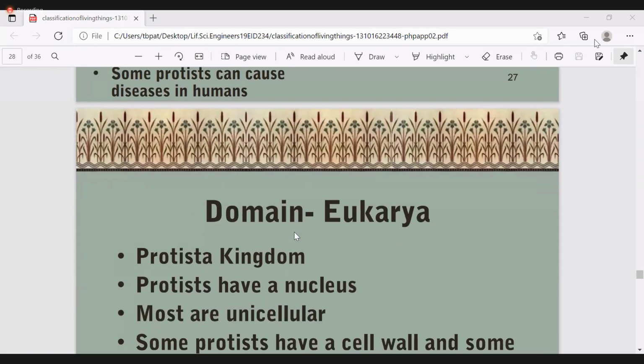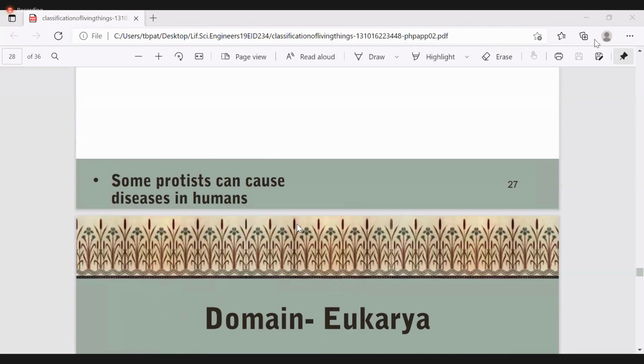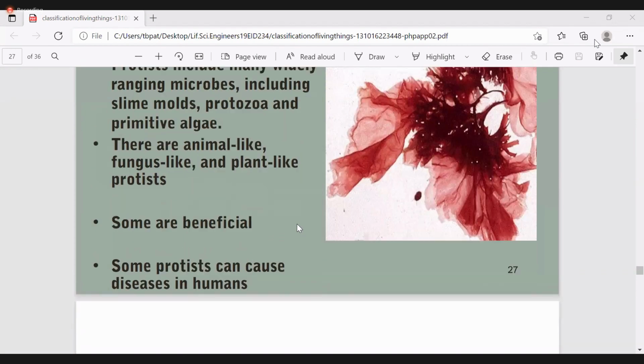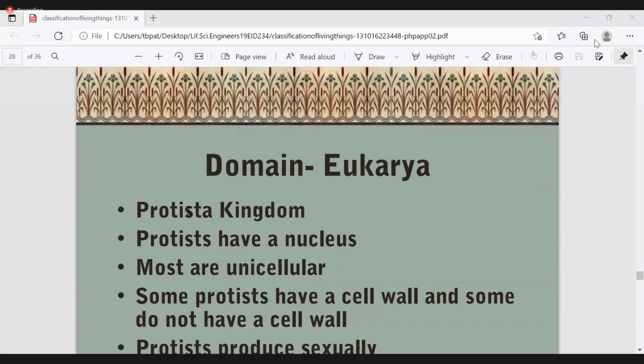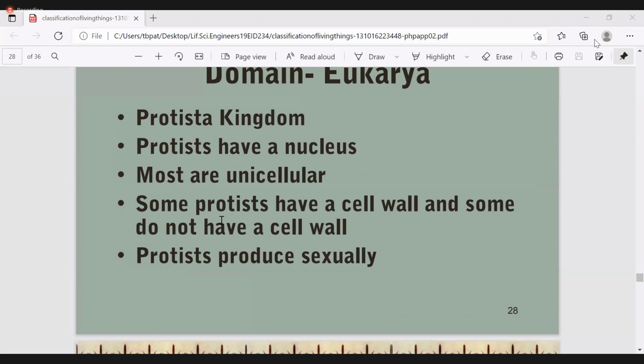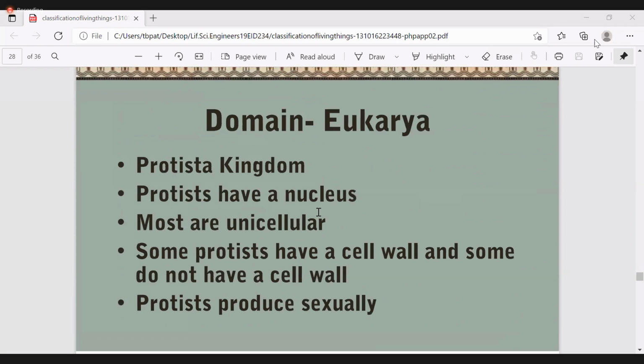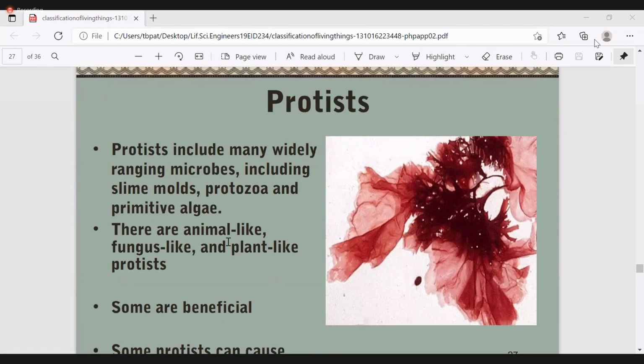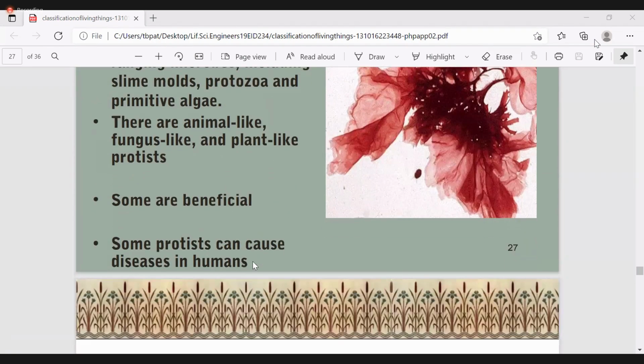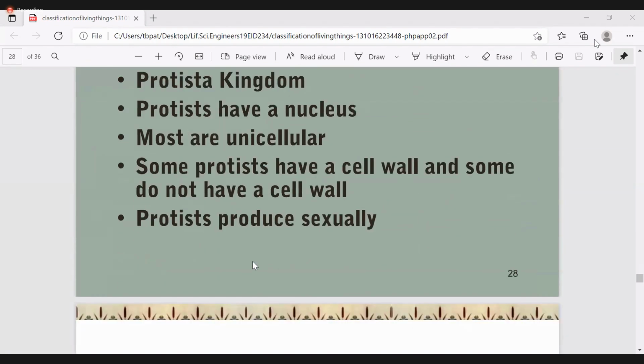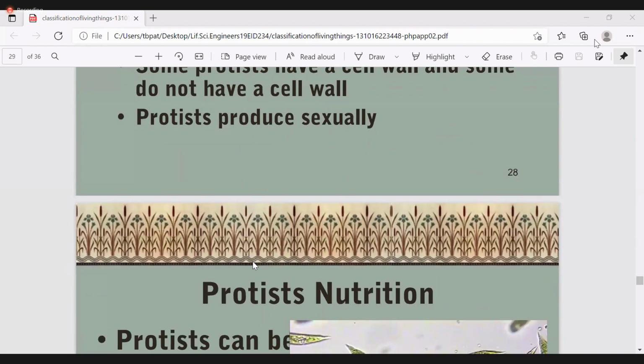The next domain is Eukarya, the protista kingdom. The protista has a nucleus, and most are unicellular. Some protista have a cell wall, and some do not. And the protista reproduce sexually also. It happens in three ways, either plant-like, sometimes fungus-like, and sometimes the plant-like structures are converted. So it is sexual reproduction.